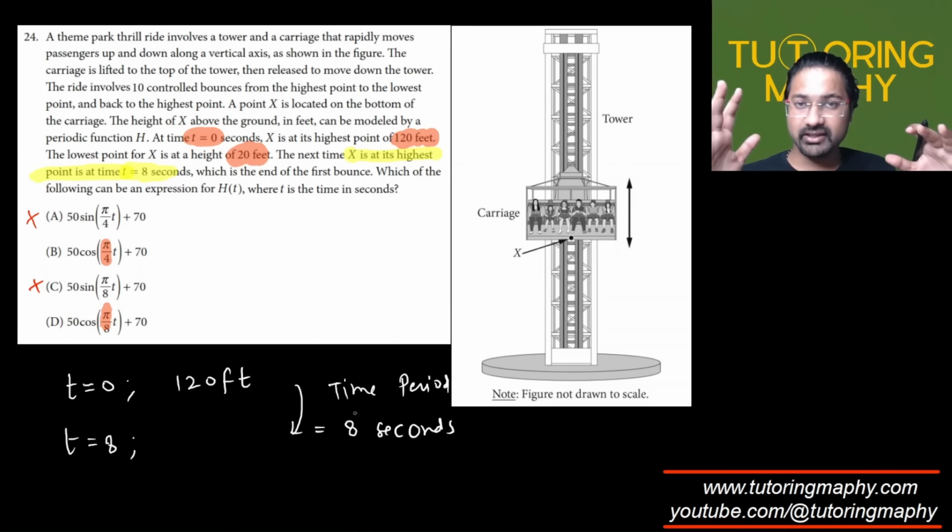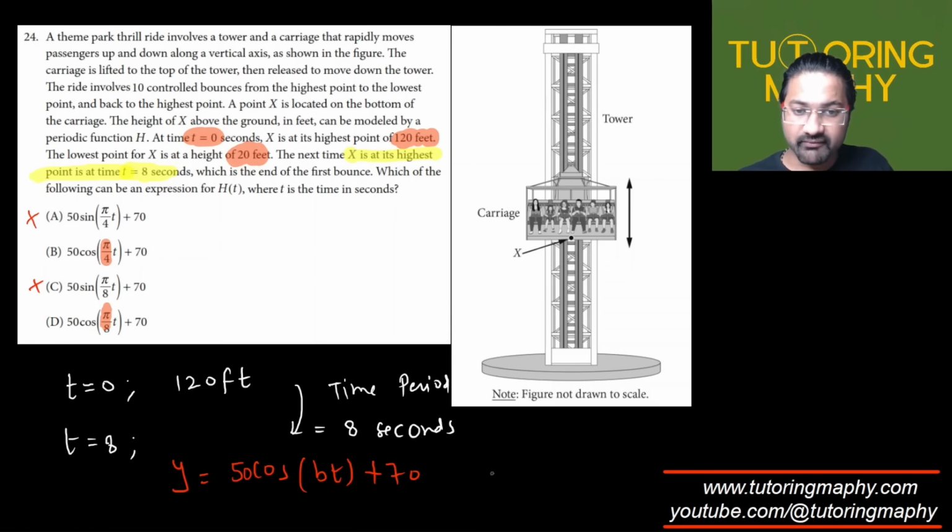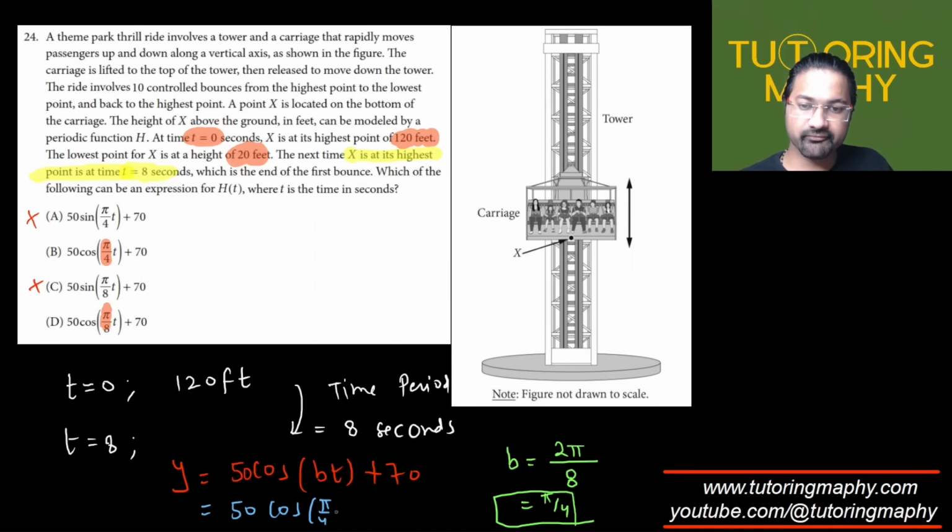So 8 is the time period, which means that if you want to write the equation, I'm going to write it as 50 cos of bt plus 70, where the value of b is going to be 2 pi over the time period, where the time period is 8. So the value of b comes out as pi over 4, which if we sub in over here, this will look like 50 cos pi over 4t plus 70, and this is the final answer, which is option B.